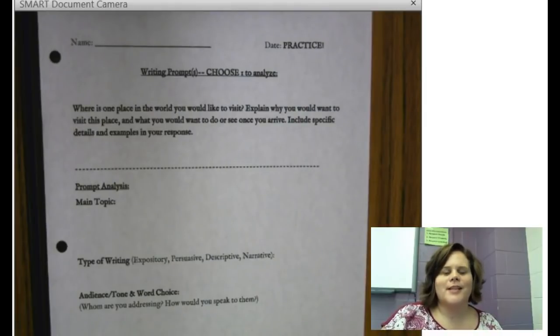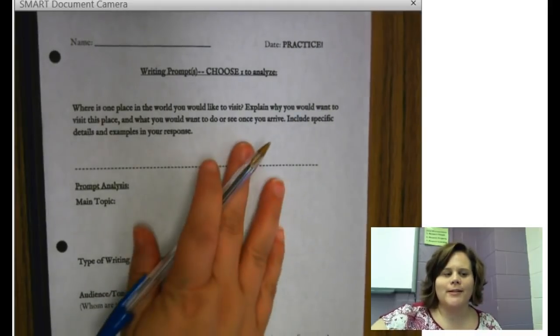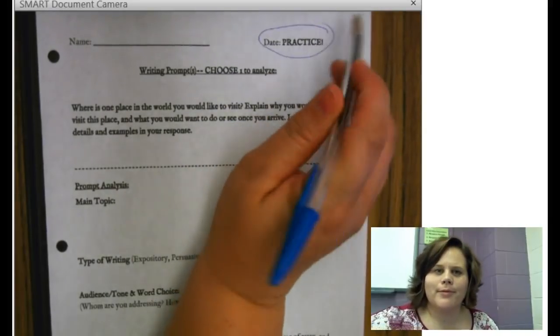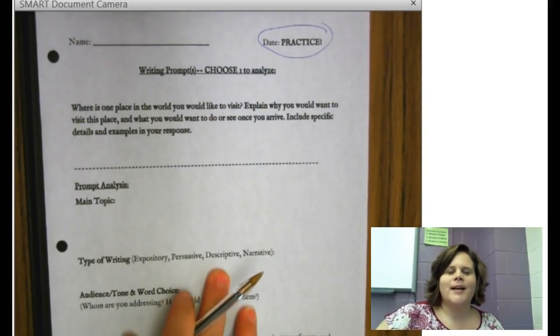Hi, this is kind of just an intro lesson to writing prompt analysis. So what you should have is this paper that says writing prompt, choose one. It says practice at the top. This is the paper you need.